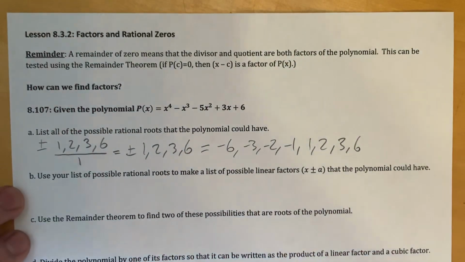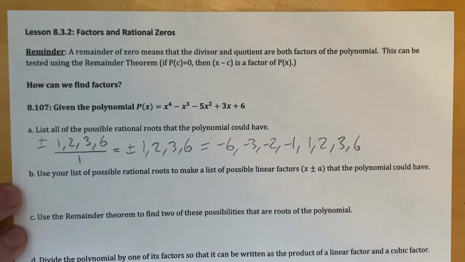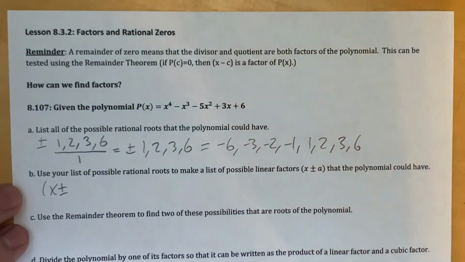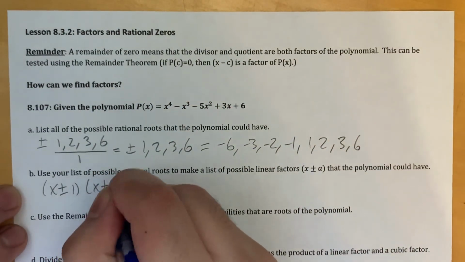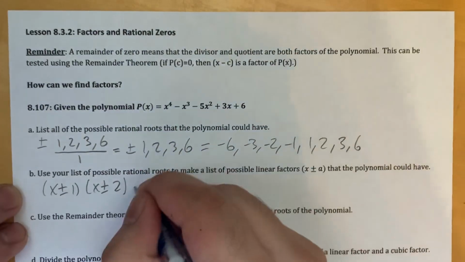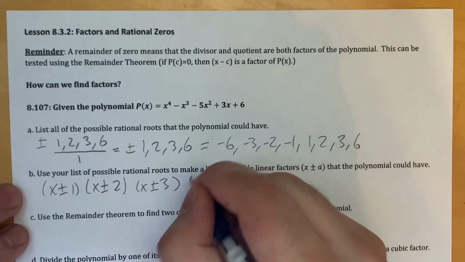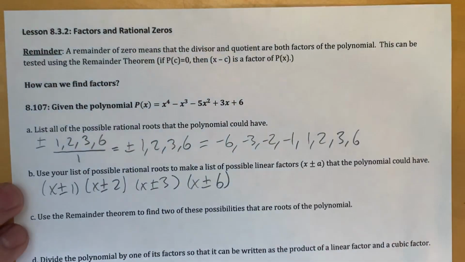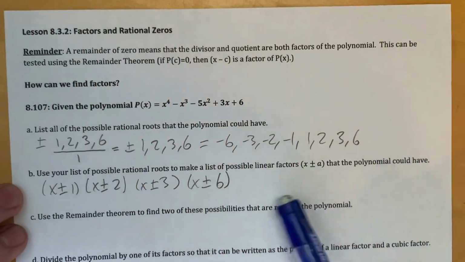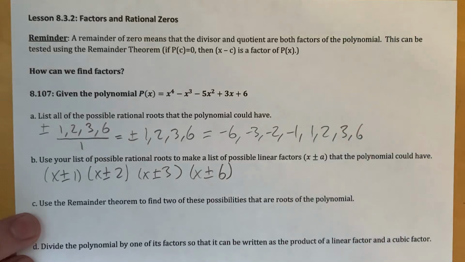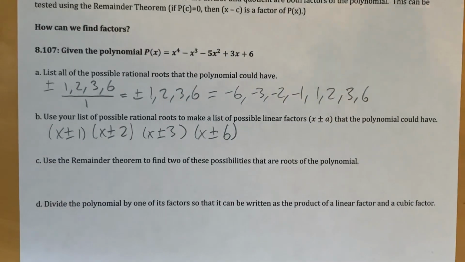So let's do B. Use your list of possible rational roots to make a list of possible linear factors in the x plus or minus a form that the polynomial could have. So we can have x plus or minus 1, x plus or minus 2, x plus or minus 3, and x plus or minus 6. Those are all possible linear factors that we can use to divide into the polynomial function. Is that a mouthful? But hopefully you guys are still with me.